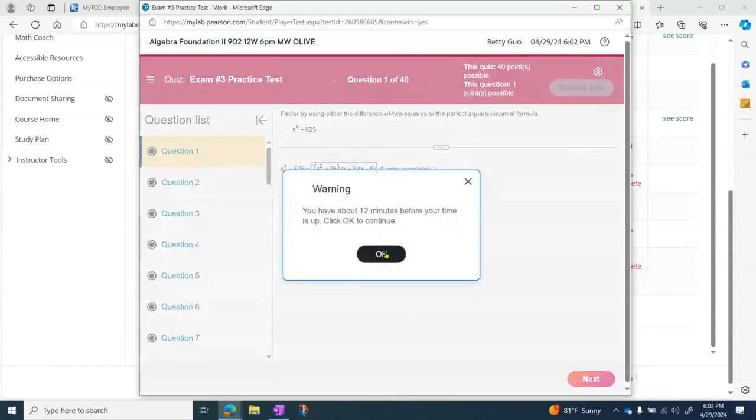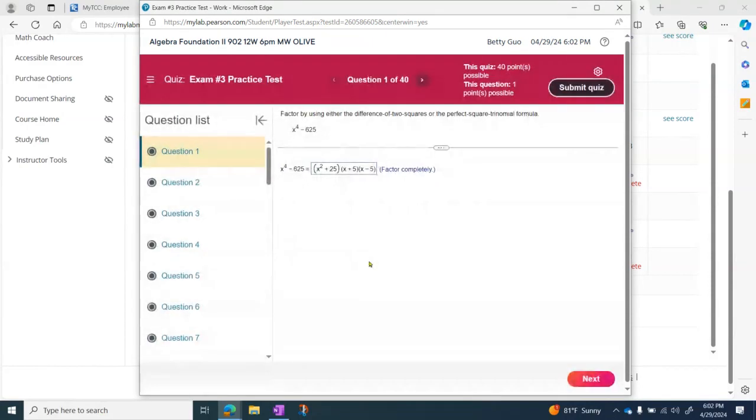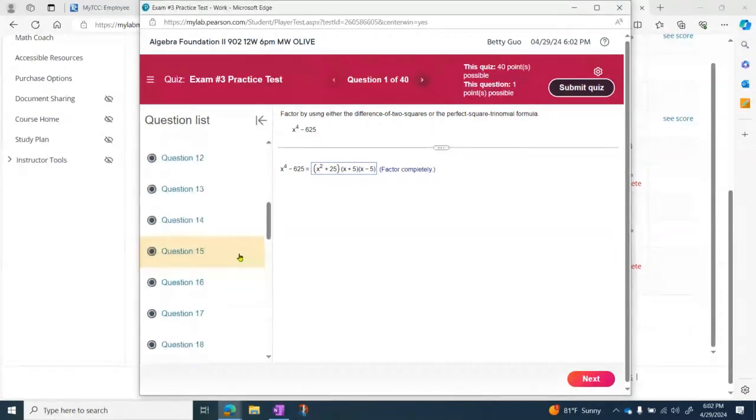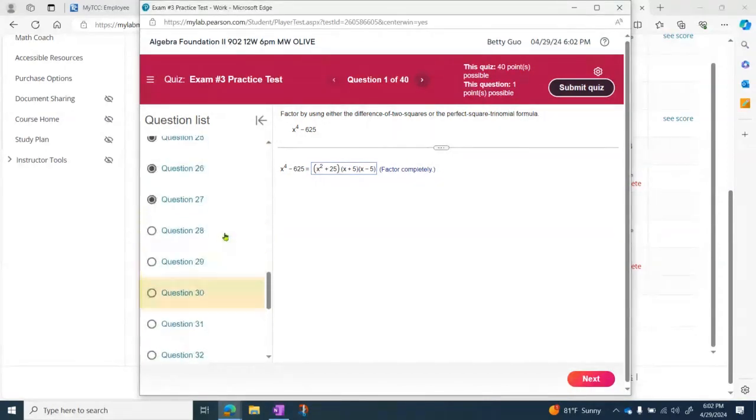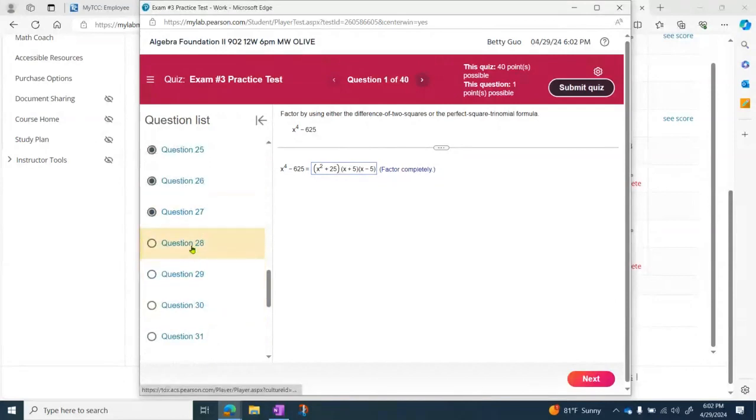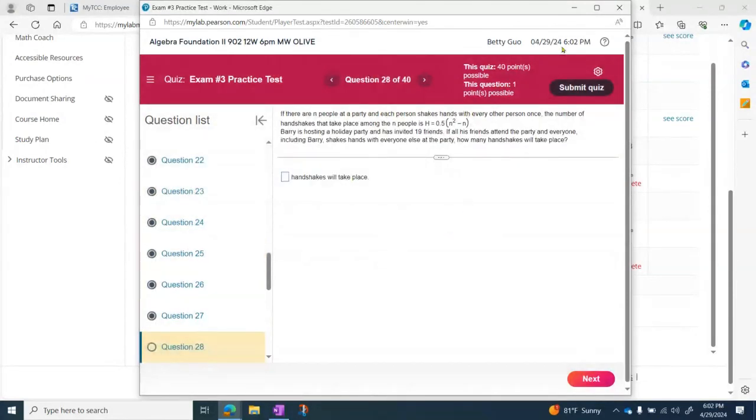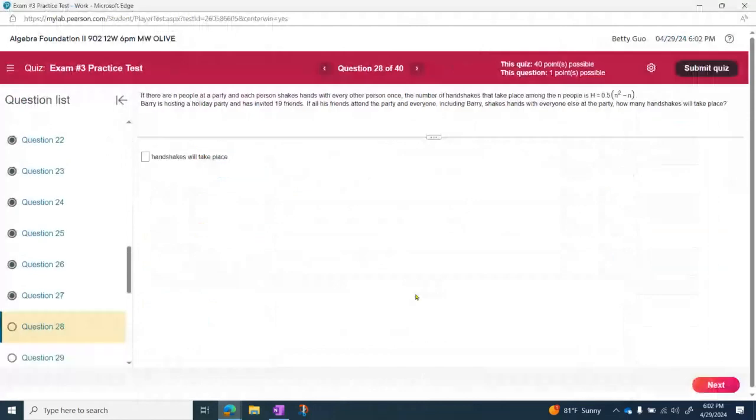We are on, this is question, we did question number 27. So let's see number 28. Seems a word problem. Let me copy paste.